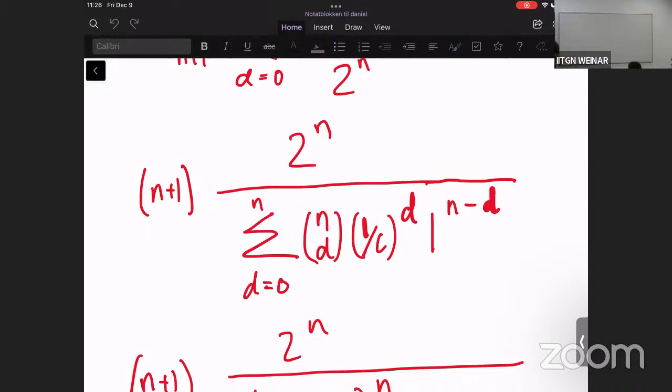I had c to the minus d. I rewrote it as 1 over c to the d. And then I multiplied it by 1 to the n minus d. And some of you might anticipate what's coming now, right? Now we can just apply the binomial theorem, because now it's n choose d times something to the d times something to the n minus d.